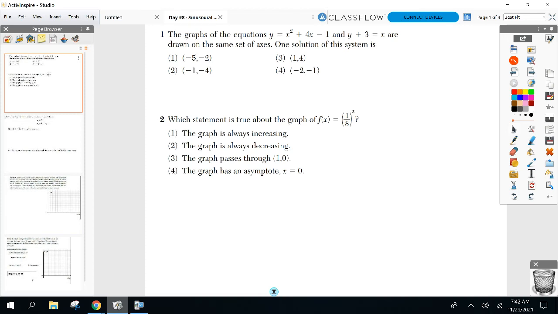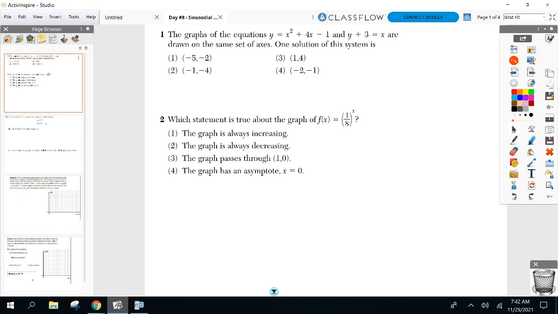All right, so I have two graphs, and I want to know out of these four choices, which one's a solution. I'm not expecting you to do this by hand. Don't even think about doing it by hand. All right, let's get out your calculators right now. Let's see what these graphs look like, and then you guys can tell me where the solutions are.